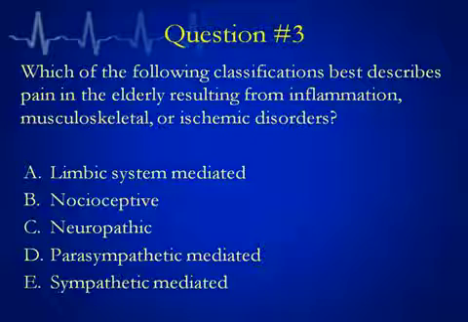Which of the following classifications best describes pain in the elderly resulting from inflammation, musculoskeletal, or ischemic disorders? And the answer here is B. That's nociceptive pain. Your neuropathic pain is really dysfunction of the central and peripheral nervous system.